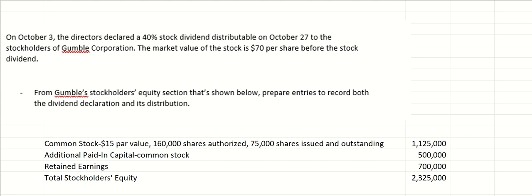You have a small stock dividend, which is a distribution of 25% or less of previously outstanding shares. And you have a large stock dividend, which is a distribution of more than 25% of previously outstanding shares. So in this scenario, on October 3rd, the directors declared a 40% stock dividend distributable on October 27th to the stockholders of Gumbo Corporation. So this 40% here is an example of a large stock dividend.